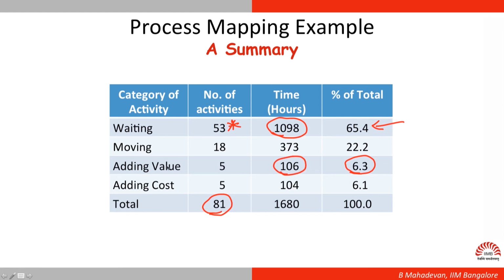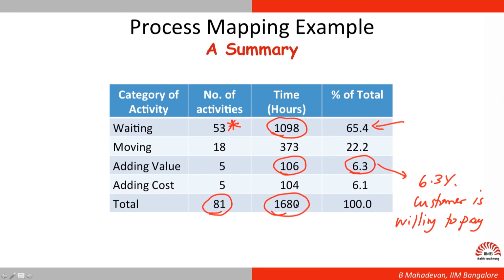And the rest are all things for which, if you use the terminology that we discuss in this module, 6.3% is all that the customer is willing to pay, and for the remaining 93.7% the customer does not want to pay. So out of 1680 hours, which is the lead time for this batch of components, the effective work is only 106 hours. The rest is something happening which is not adding any value from the customer's perspective.